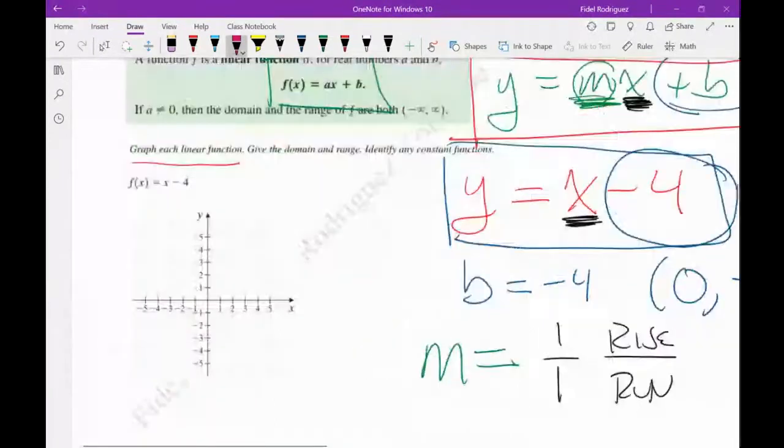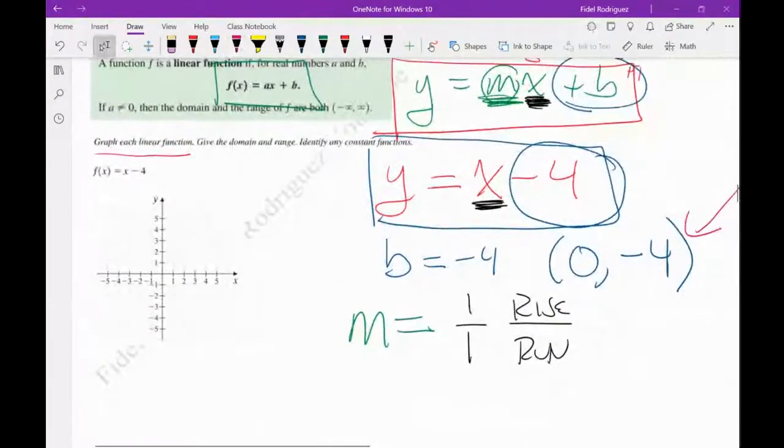So the point (0, -4). Okay, let me do this right here. The point (0, -4) means when x is 0, y is -4. My starting point, you all, is always going to be on the y-axis, because that starting point is what we call the y-intercept. It's always going to start on the y. I'm never going to start over here or over here. I'm always going to start on this line.